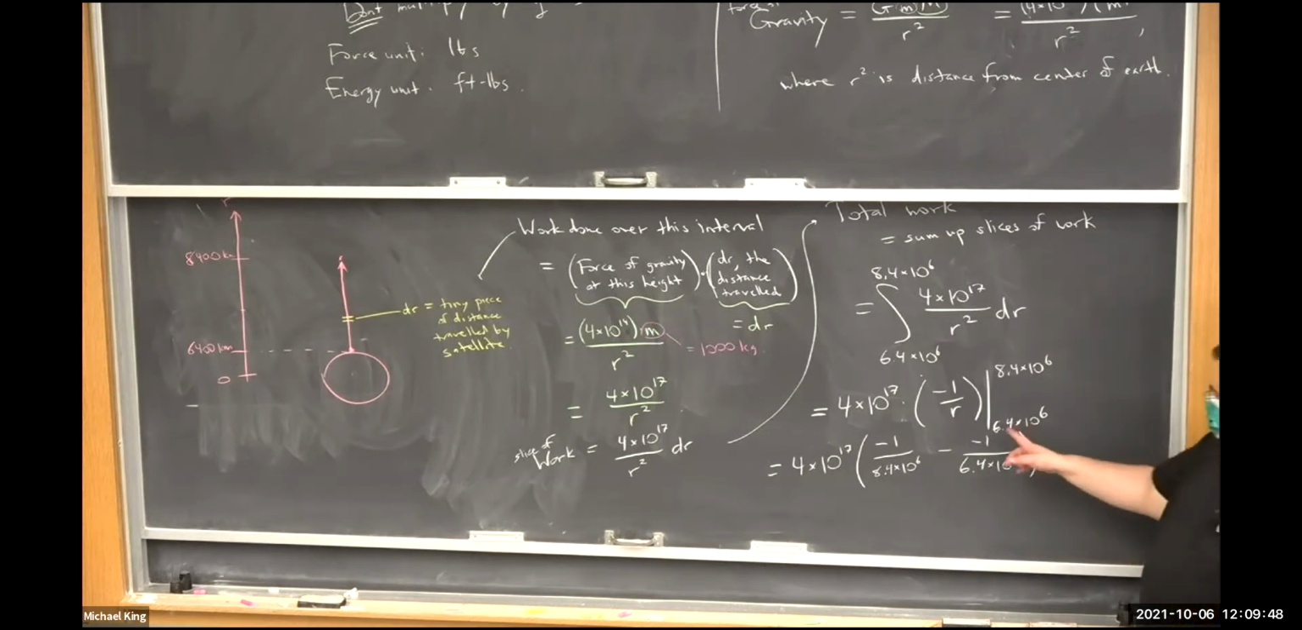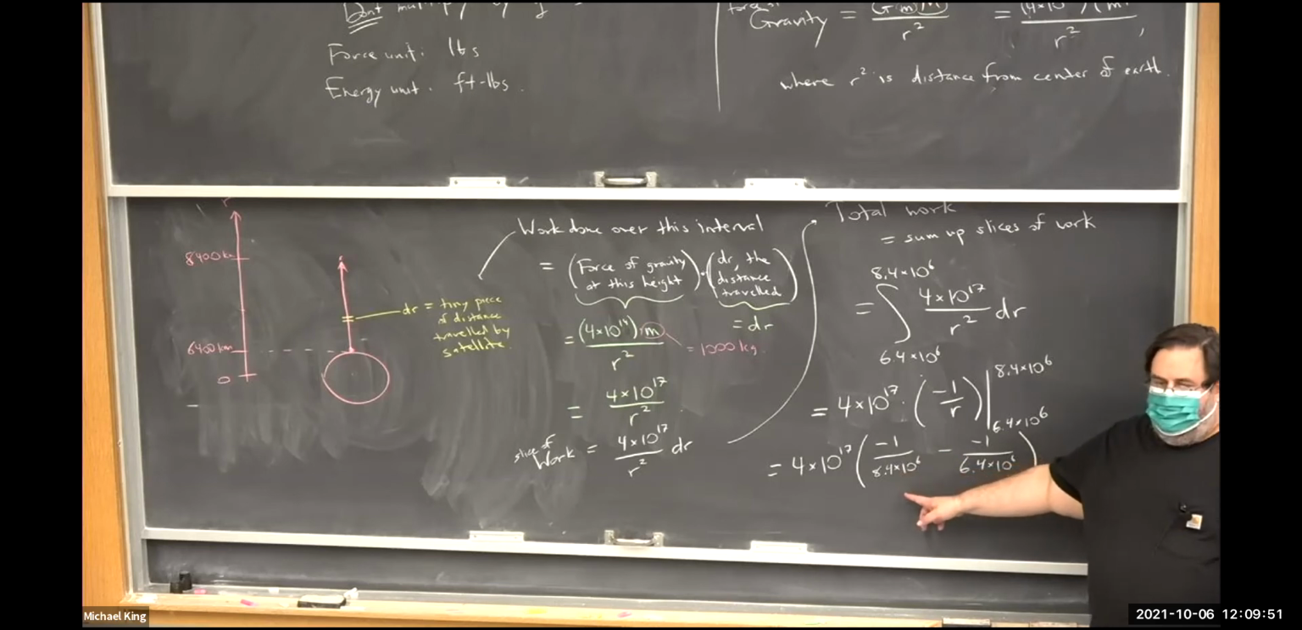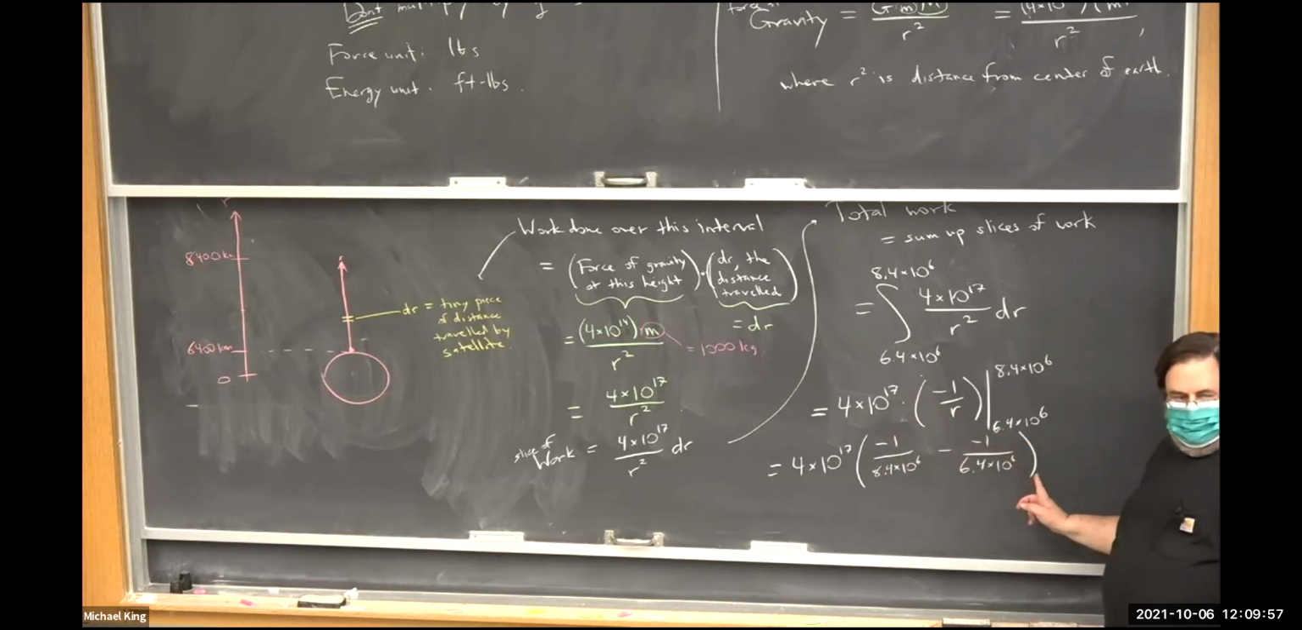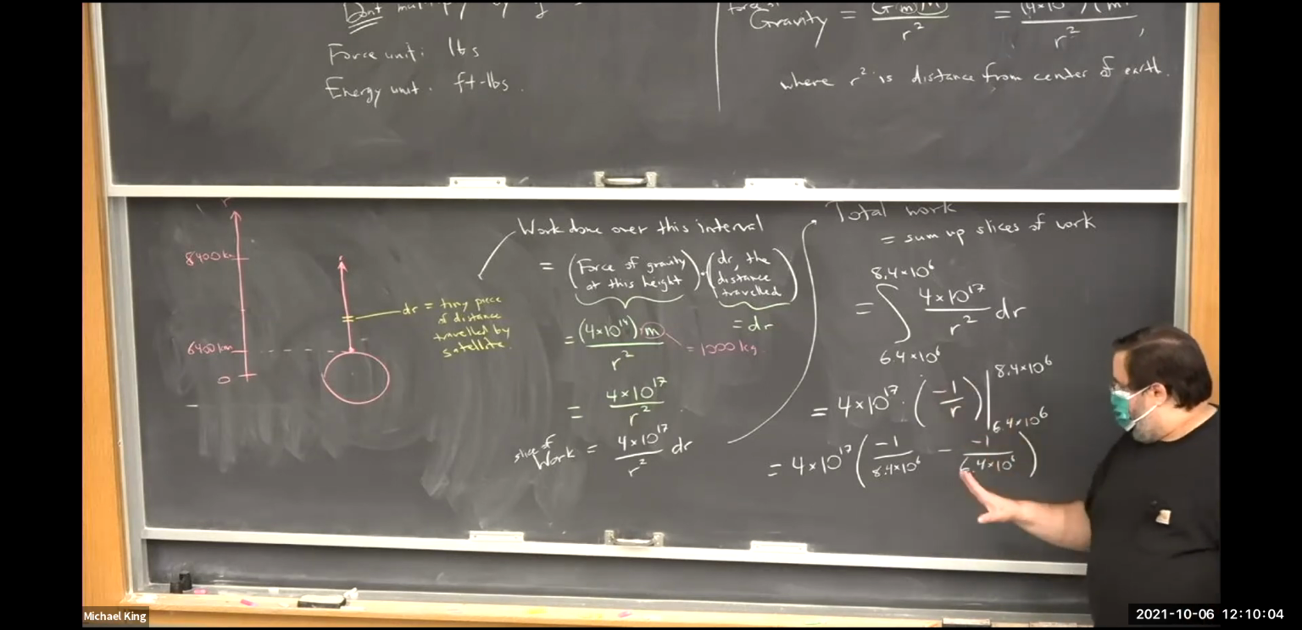This fraction has a positive sign, this fraction has a negative sign. But the denominator here is bigger. So we're subtracting a smaller number from a larger number. So yeah, I think it's going to be positive, which is good. Sometimes when these minus signs show up, you get worried.